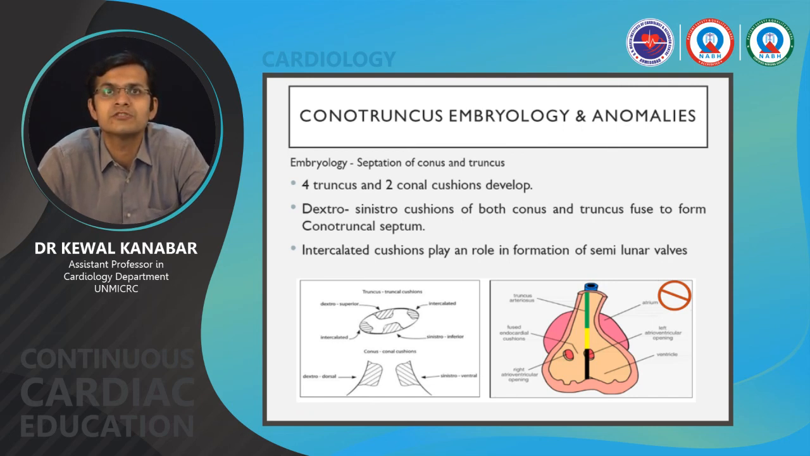So, the dextro-sinistro cushions of both conus and the truncus fuse to form the conotruncal septum, and the intercalated cushions, as we can see in the figure on the left, will give rise to the development of the semilunar valves. So, the intercalated cushions will form the semilunar valves, and the remaining 2 cushions from the trunci and the coni will give rise to the conotruncal septum.